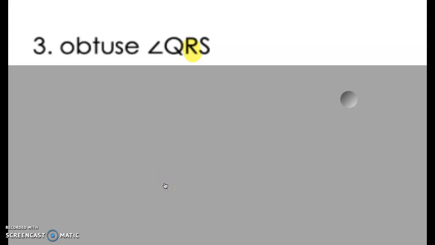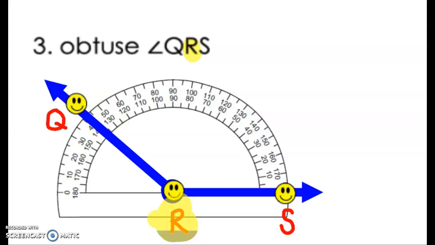All right, number 3, we want to sketch obtuse angle QRS. Remember, obtuse angles are more than 90 degrees but less than 180 degrees. If you look at this angle QRS, we know that point R is going to be the vertex of our angle. So remember, the vertex goes on the baseline of the protractor in that center spot.